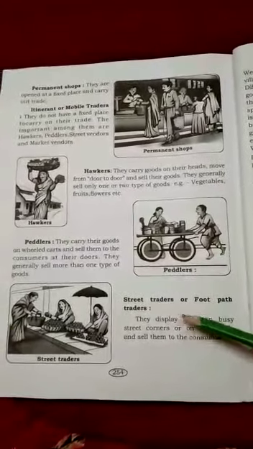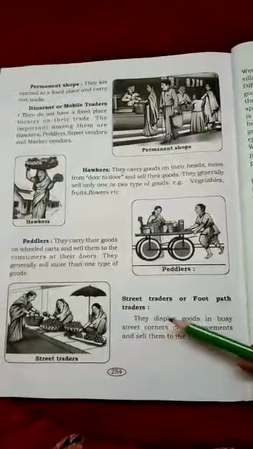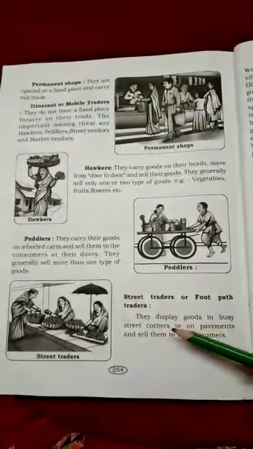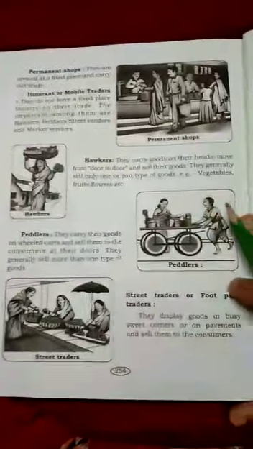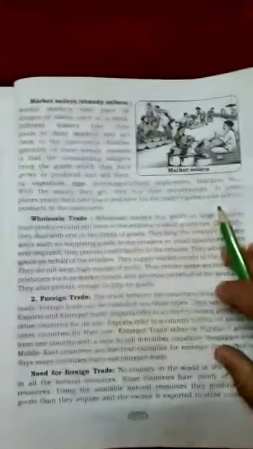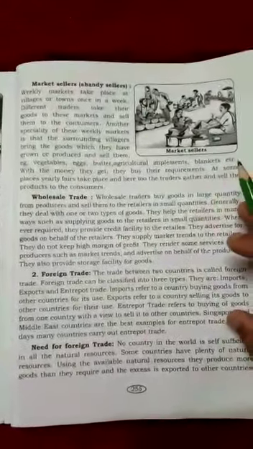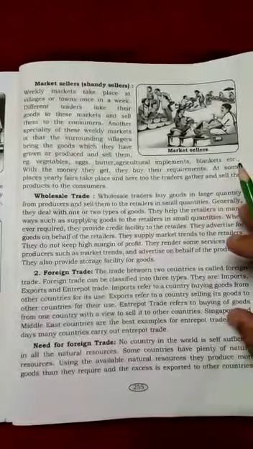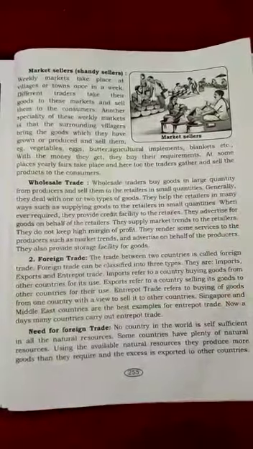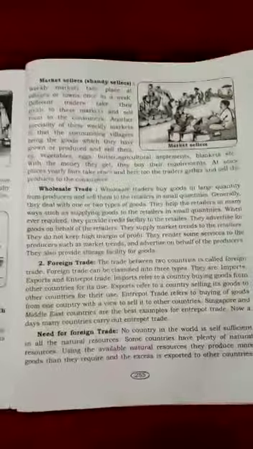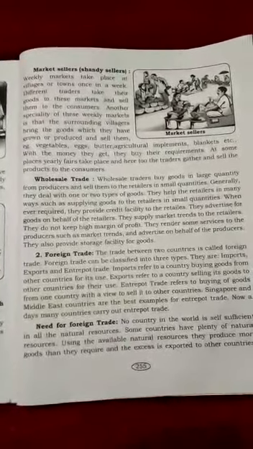Next are the street traders or footpath traders. They display the goods in busy street corners or on the pavements and sell them to the consumers. The next one is the market sellers or Sandhi sellers. We say Sunday market, right? Weekly markets take place in villages or towns once in a week. Over here in Banarkata we get it on Tuesdays, right? Different traders take their goods to these markets and sell them to the consumers.